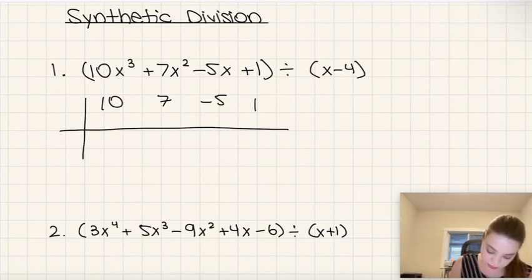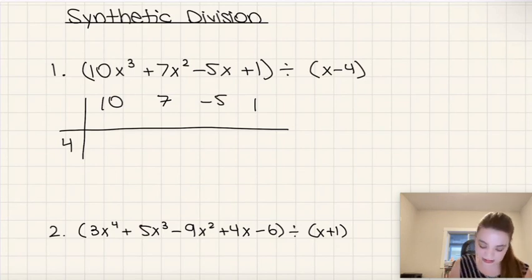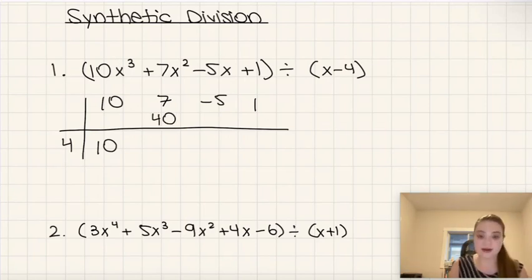Next, in this corner, I'm going to write 4 because we're dividing by x minus 4, and so we're going to basically plug in whatever would make this 0 in this case. So that's going to be 4 here. Okay, then I'm going to bring down our first coefficient, which is 10, and then I'm going to multiply 4 times 10. So 4 times 10 is 40. I'm going to write 40 here. Then I'm going to add. 7 plus 40 is 47.